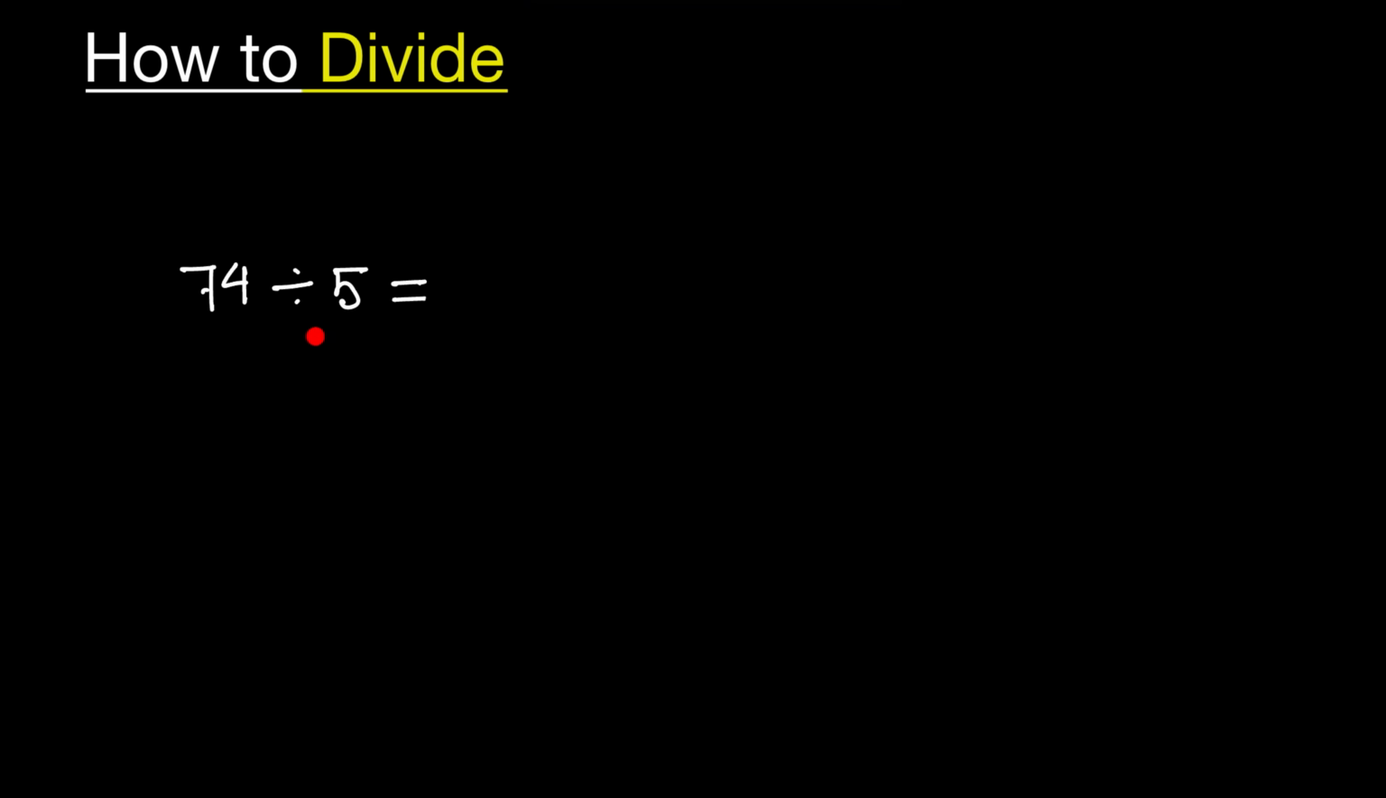In this video, let's find how to divide the number 74 by 5 using the long division method. Consider the first digit 7. We know that 5 times 1 is equal to 5.